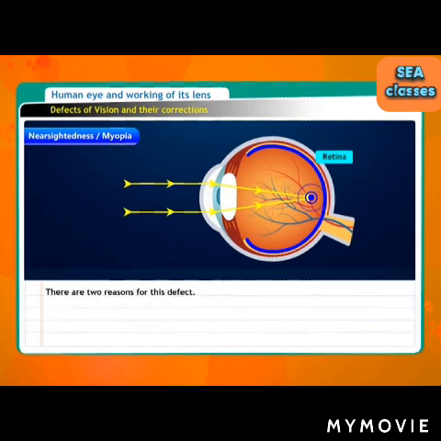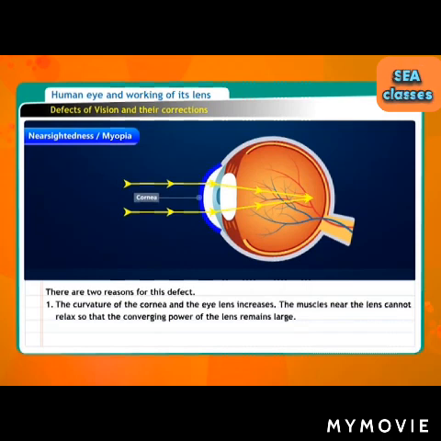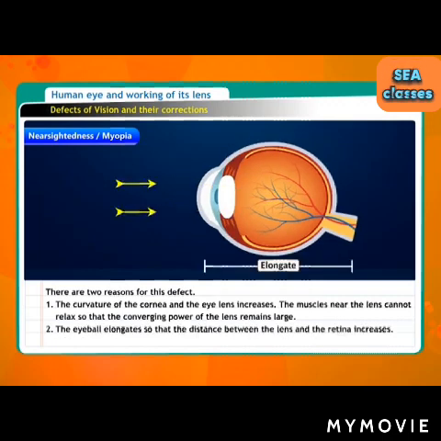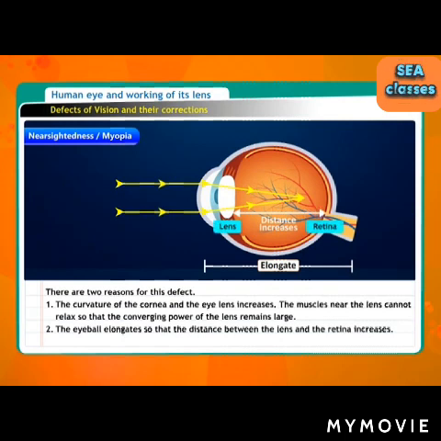There are two reasons for this defect. First, the curvature of the cornea and the eye lens increases. The muscles near the lens cannot relax so that the converging power of the lens remains large. Second, the eyeball elongates so that the distance between the lens and the retina increases.